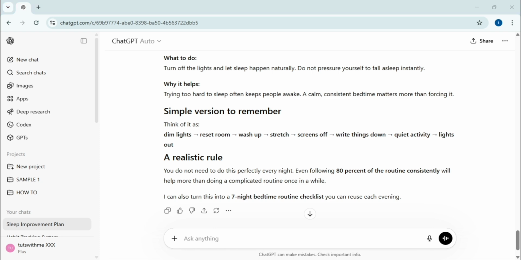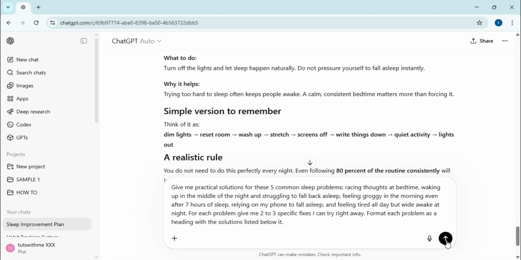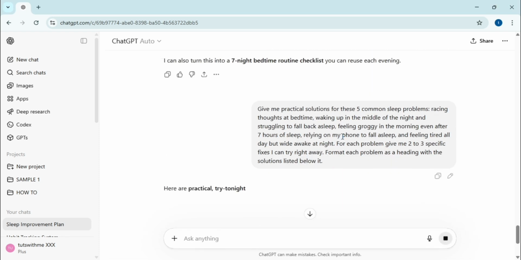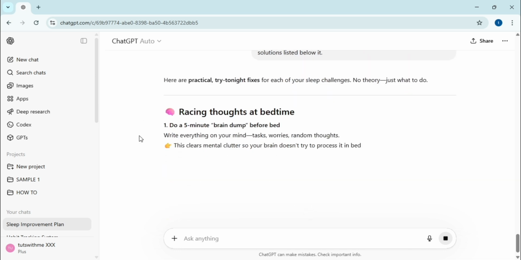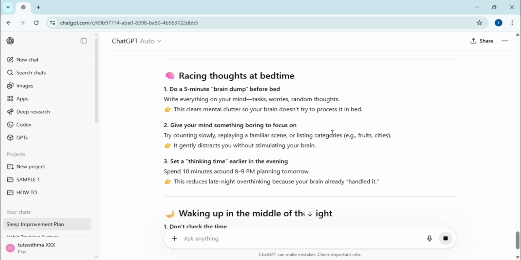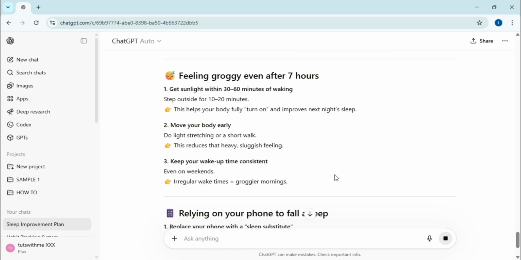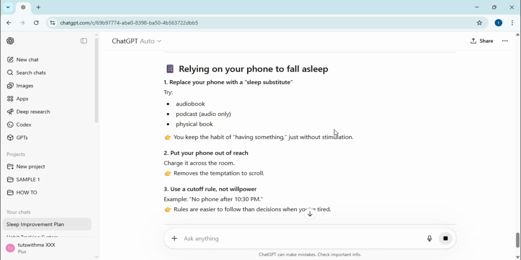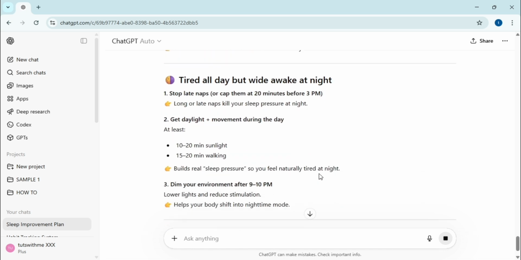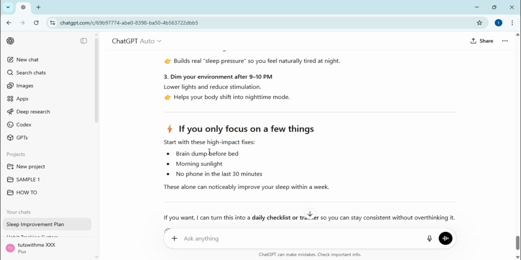I then ask for practical solutions to 5 common sleep problems, such as racing thoughts and midnight wake-ups. The AI recommends a 5-minute brain dump to clear the mind and a 20-minute reset rule to avoid associating the bed with frustration. These strategies are specifically designed to break the cycle of bedtime anxiety and improve overall sleep depth.